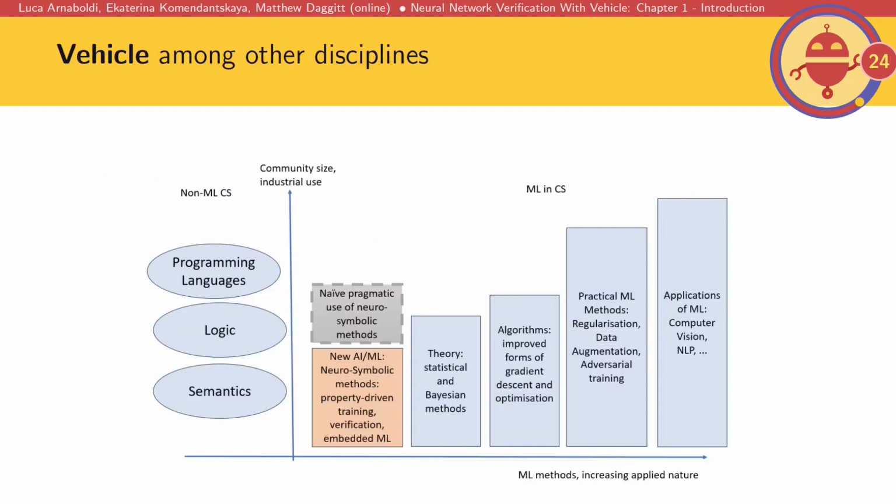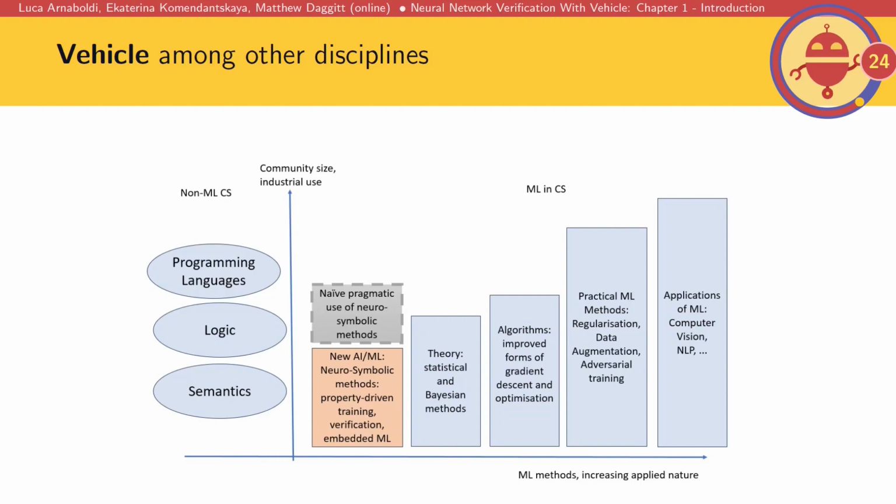So if we were to place where VeHICL stands roughly in the big picture of computer science as it currently stands, we will see that machine learning methods are extremely popular in industry and in education. So you have applications of machine learning and various practical methods like regularization, data augmentation. You have some algorithms for machine learning. And then you have some theory like Bayesian methods, etc. And then, of course, this is all well established. All that's in blue is very well understood, has its own conferences, etc.